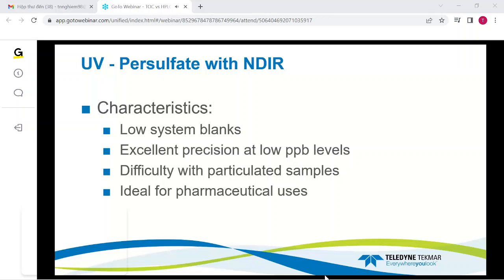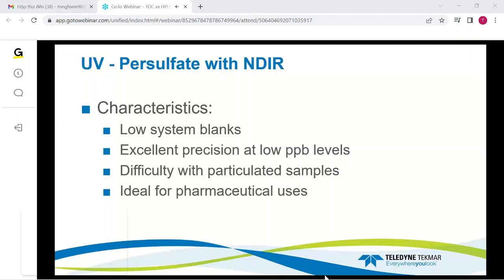So what are some of the characteristics that we must be looking for? Well, we need to have low system blanks because carbon's everywhere in this world. Our water, there's carbon. Our DI water, there's carbon. Even if we're looking at water for injection, WFI, there is a certain amount of carbon that we have to test for. So we need a low system blank.